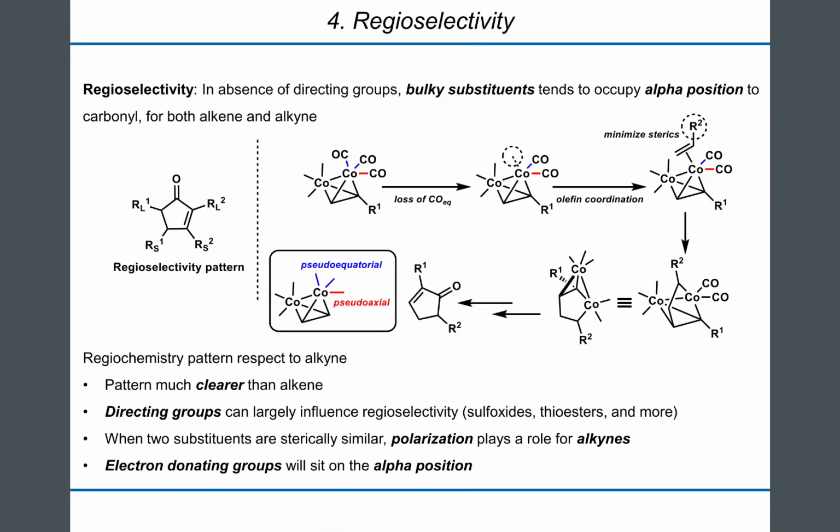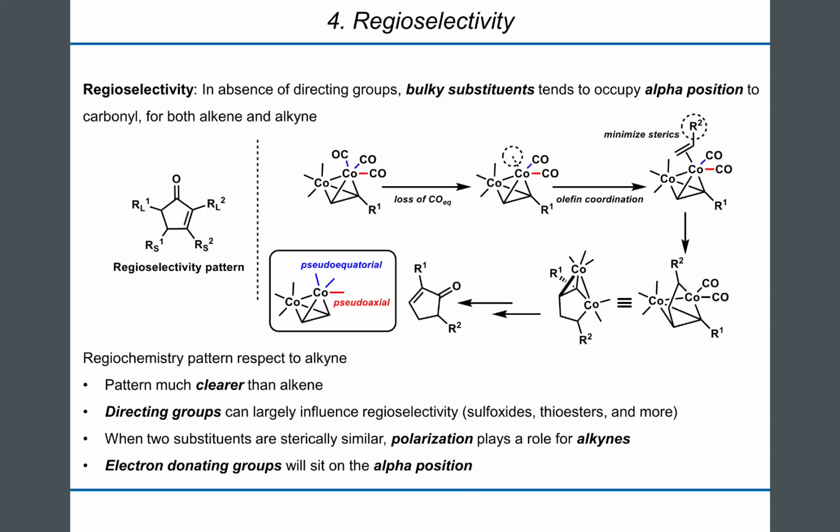Besides catalytic conditions, regioselectivity is another major issue of the Pauson-Khand reaction, especially for intermolecular reactions. Generally, bulky substituents tend to occupy the position alpha to carbonyl, but this is very rough. Directing groups and electronics can also play a role in altering selectivity. Generally, this pattern is clearer for the alkyne than the alkene.